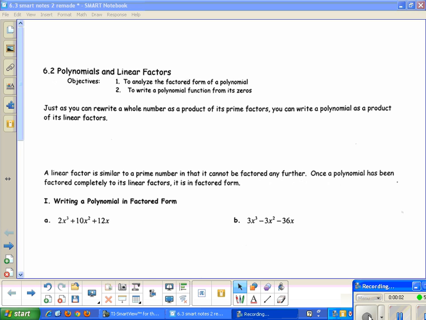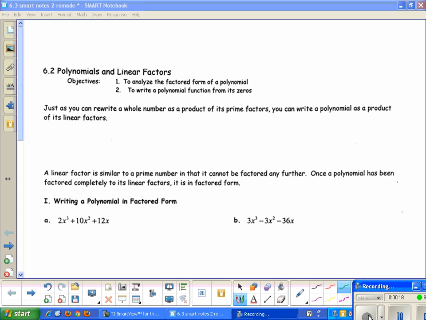Section 6.2 Polynomials and Linear Factors. Our objectives are to analyze the factored form of a polynomial and to write a polynomial function from its zeros. Just as you can rewrite a whole number as a product of its prime factors, you can write a polynomial as a product of its linear factors.